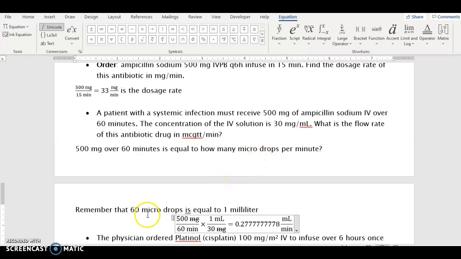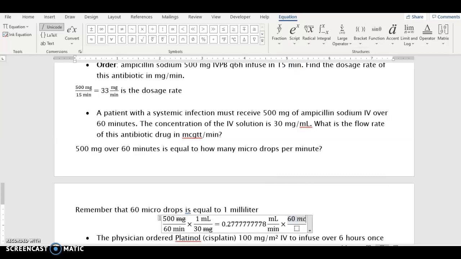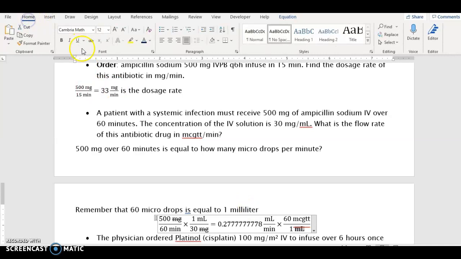So we know from chapter 10 that 60 microdrops is equal to 1 milliliter. So once more we're going to multiply by 60 microdrops, that's right, MCGTT for microdrops, over 1 milliliter. The reason the 60 microdrops goes on top of that fraction is because we want microdrops in the numerator and minutes in the denominator. We already have minutes in the denominator of this fraction, milliliters per minute, so the units of milliliters are eliminated in the process.